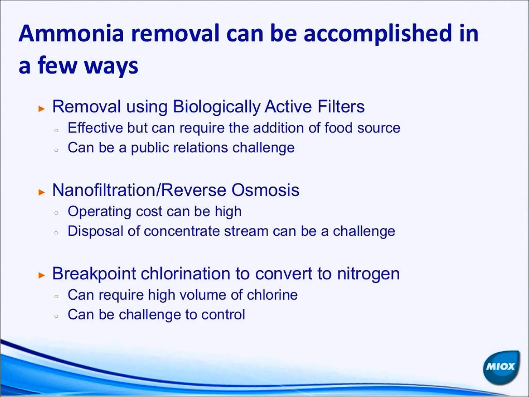So it can be done in a variety of ways. You can remove it with biologically activated filters. You may put in a conventional granular media filter, load it up with some carbon or some anthracite, normally activated carbon, and deliberately grow a population of bacteria on that filter media to consume and biologically process that ammonia. This can be effective, but at low concentrations, you may have to dose something like methanol to provide an additional food source to keep those bugs alive.